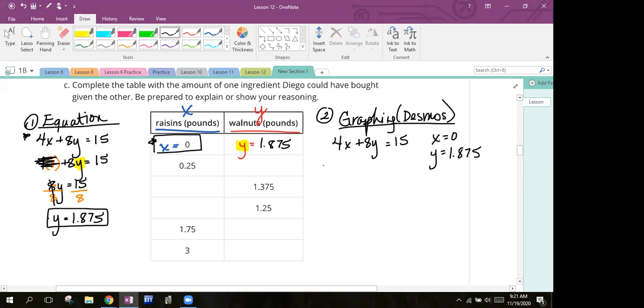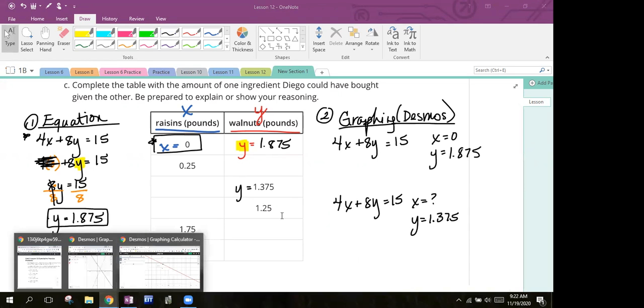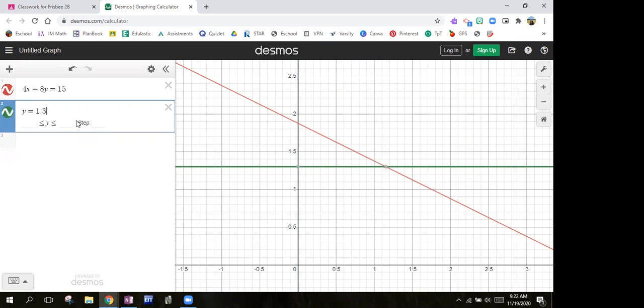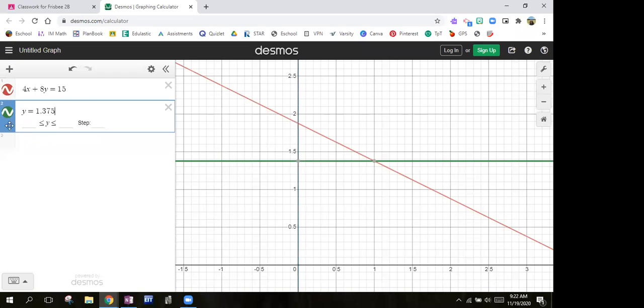Okay, and then if you were doing the same thing if you knew what y equals, then you would take your equation. We're trying to find x. We know that y equals 1.375. Then we could just go to our graph. And this is y equals 1.375. Okay, this time I get a horizontal line, but that doesn't change anything. It's green. And I'm going to see where it crosses through my original equation, which is right there. So when my y is 1.375, then my x equals 1.